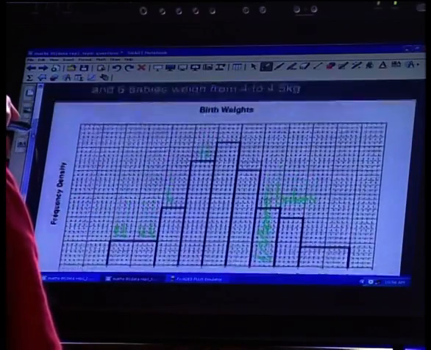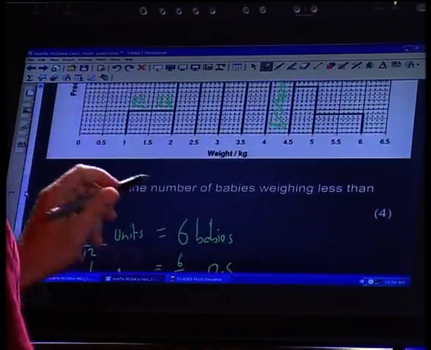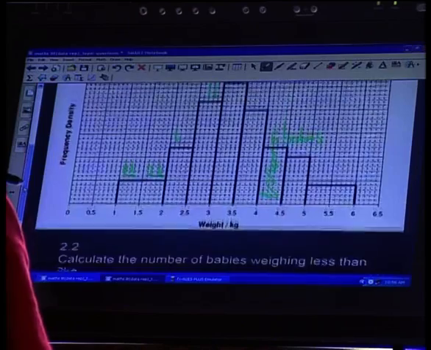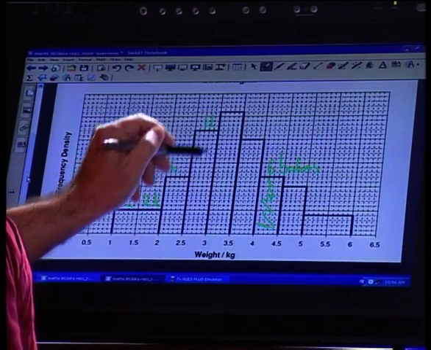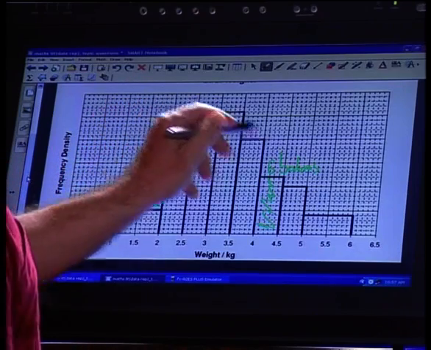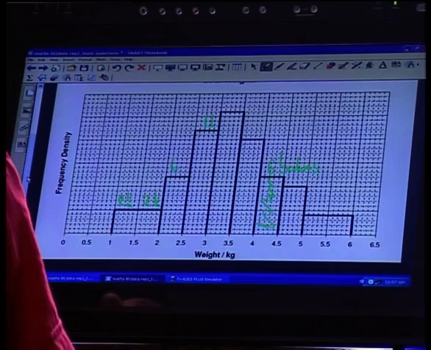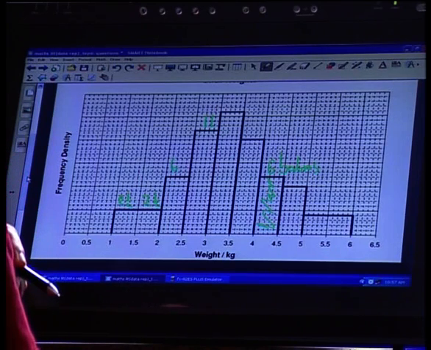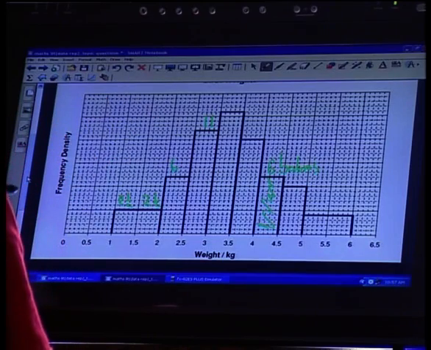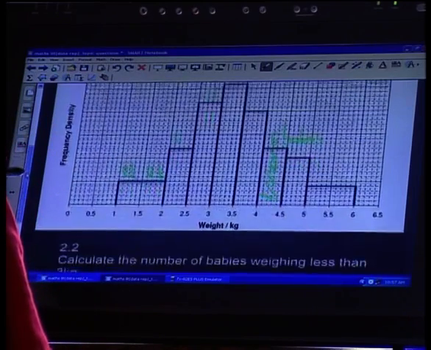Now, we only need to go that far because remember our question said we were interested in all the babies weighing less than 3 kilograms. So this is the 3 kilogram line. We don't need to go beyond that, so we're not interested in all the data that goes on further in that column or those columns. So let's add up the values that we've got for each of these columns below 3 kilograms.